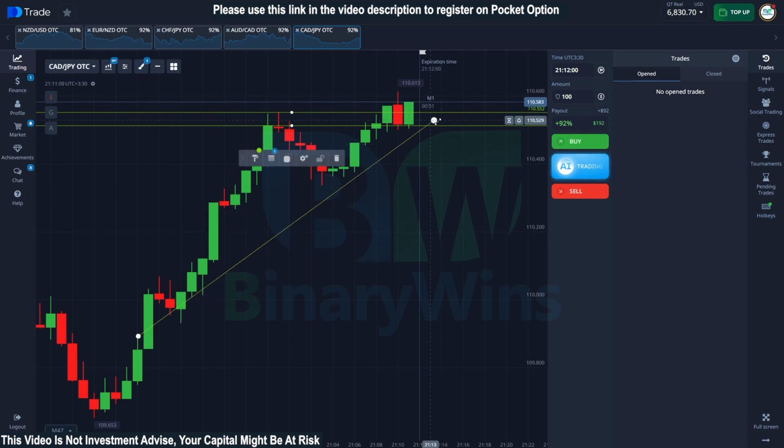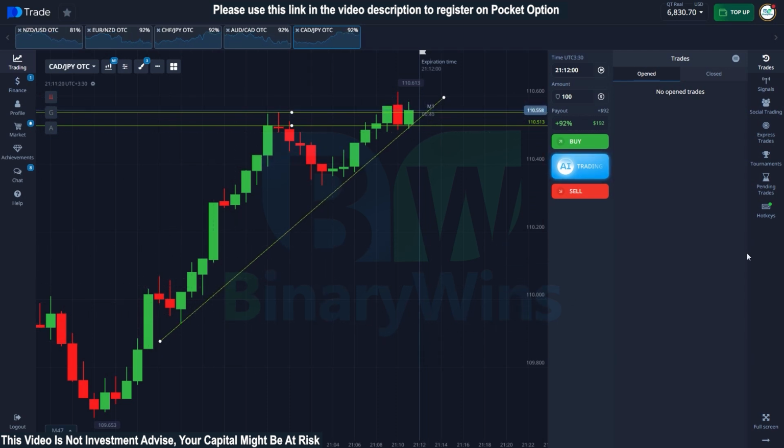We have a range of buyers here, which I identify by drawing a trend line. If you look, the candles have hit this trend line twice in the past and continued on their way again. So it's likely to happen again.